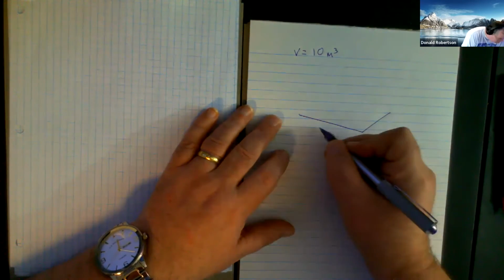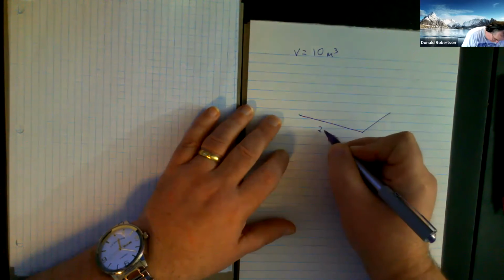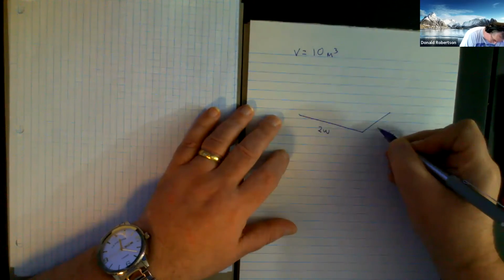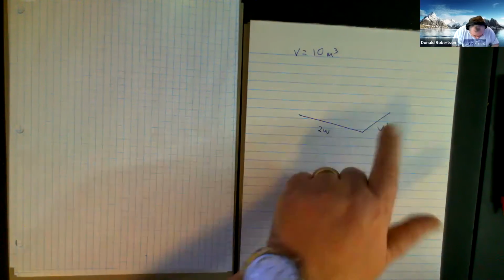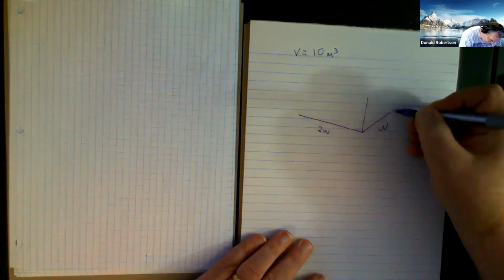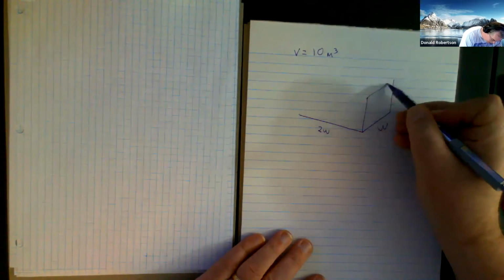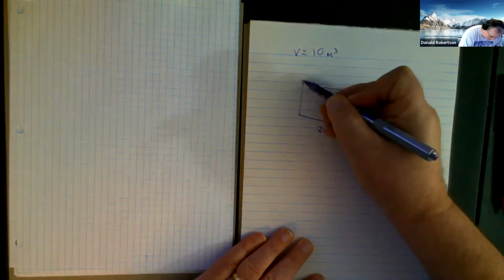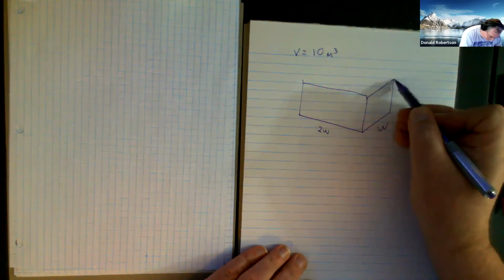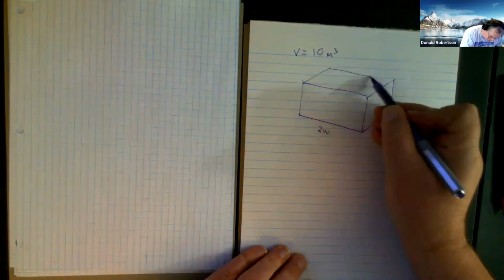It's twice as long as it is wide. And they're using the letter W instead of X, which is fine. You can use any letter of the alphabet you like. I just like X. We've got this guy, goes like that, goes like that, goes like that.